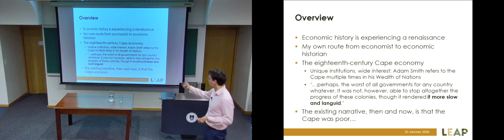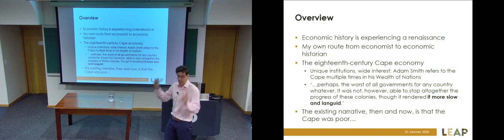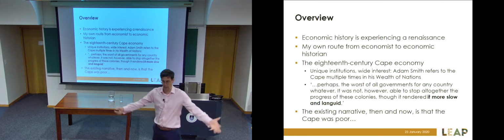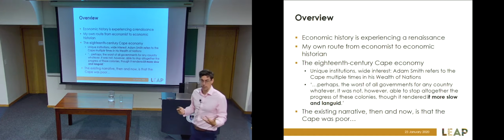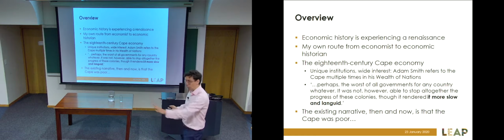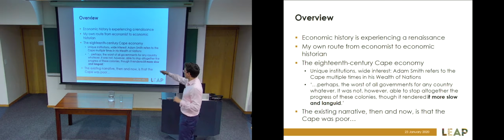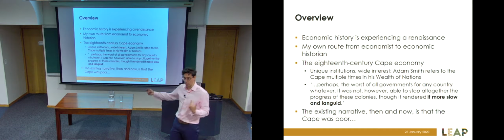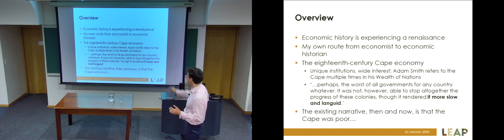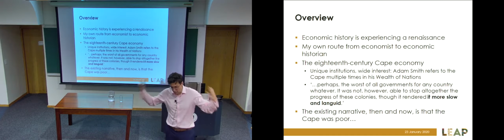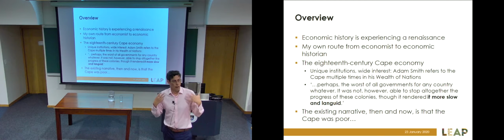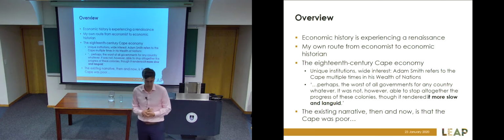There's one quote, for example: "perhaps the worst of all governments of any country," which refers to the Dutch East India Company ruling a colony. The Cape is obviously unique in the sense that it's governed by a company. He says this is the worst form of any government. It's not able to stop altogether the progress of these colonies, primarily referring to the Cape, though it rendered it more slow and languid. So he's basically saying that if you are governed by a company, your progress will be slower and more languid than under other forms of government, like representative government or a democracy.